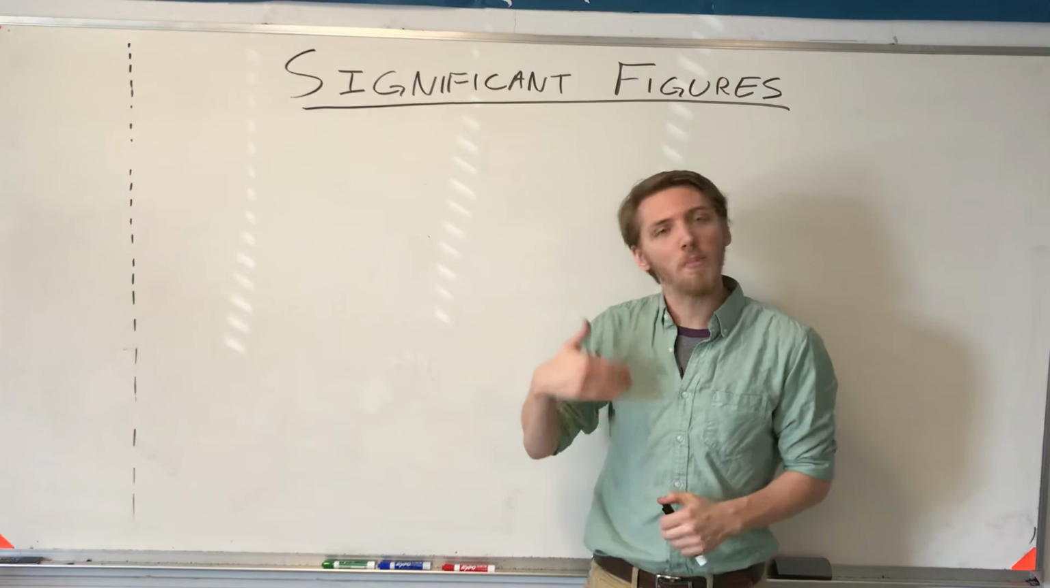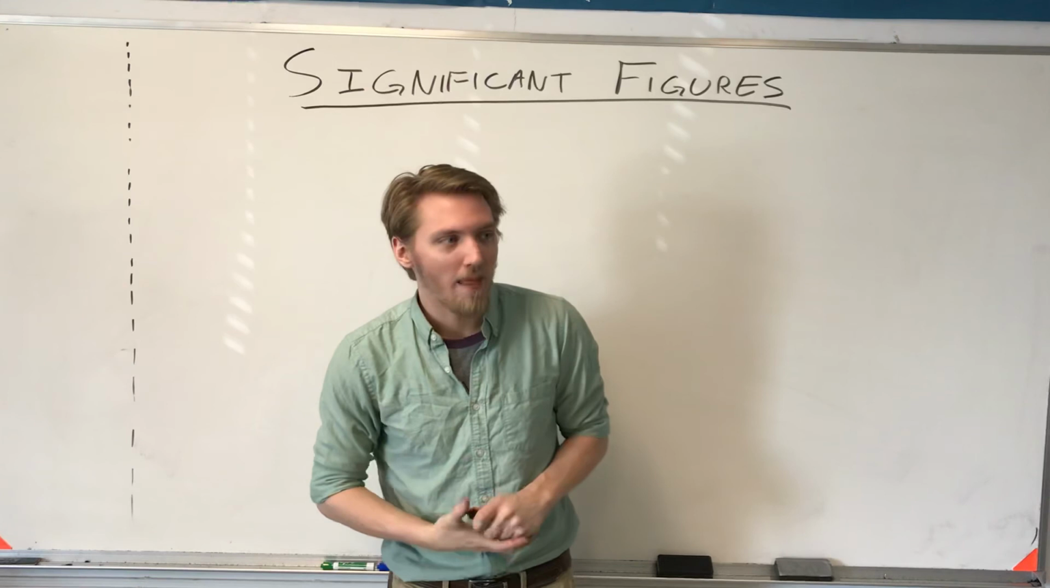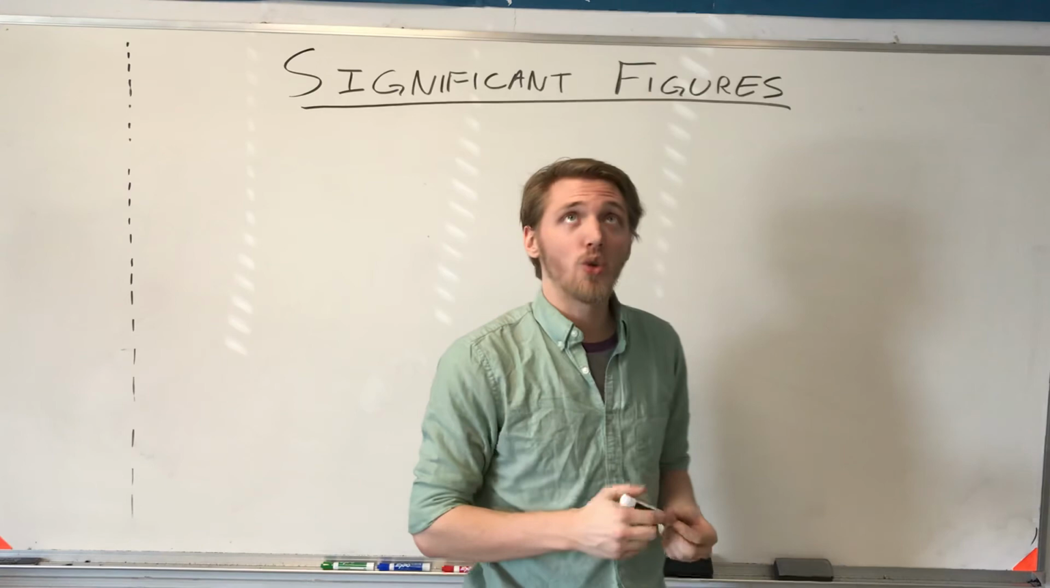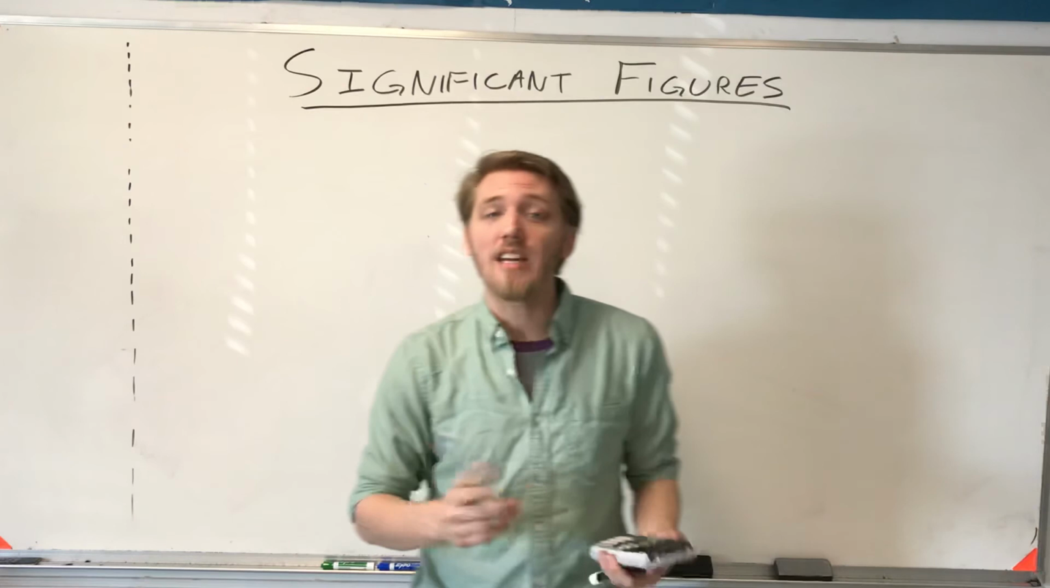What do I mean by that? Let me tell you how old I am. I am 27. I can't believe that. I am ancient. I am dying. Anyway, I am 27 years old. But I know that more accurately. I am technically 27 and a few days. Let's just say I'm 27 years and 50 days old.